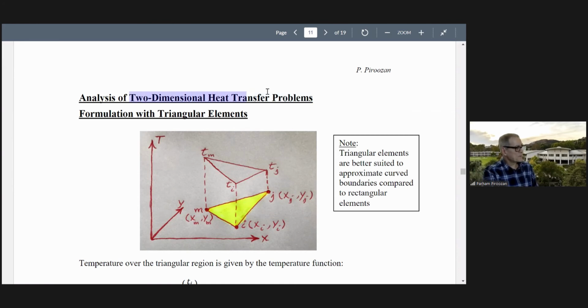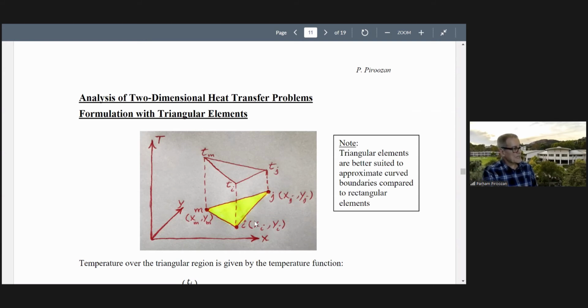Two-dimensional heat transfer problems. Remember, the type of element that we used in solid mechanics 2D, it was triangular elements. Triangular element is what you showed here, node I, node J, node M. This is this element. We used it in solid mechanics.